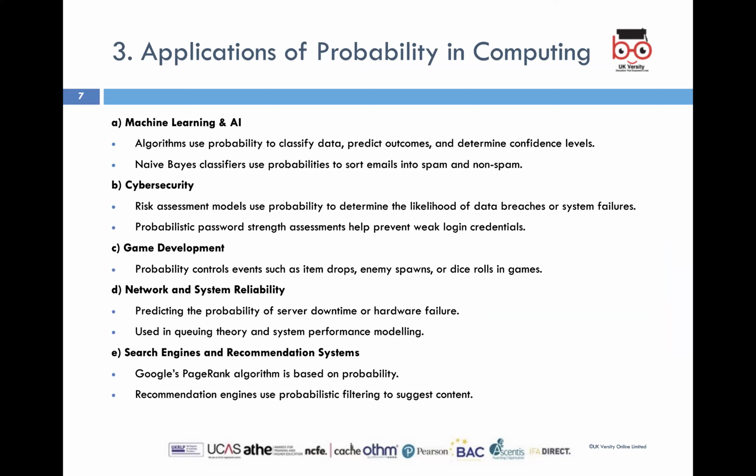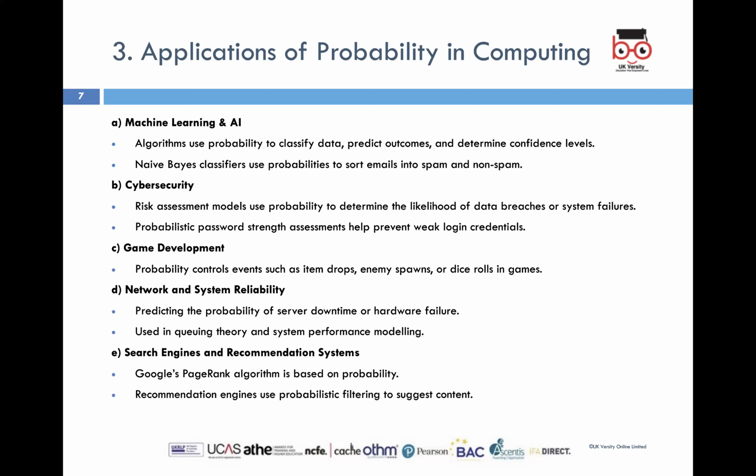Application of probability in computing. Algorithms use probability to classify data, predict outcomes, and determine confidence levels. Naive Bayes classifiers use probabilities to sort emails into spam and non-spam. Cybersecurity risk assessment models use probability to determine the likelihood of data breaches or system failures. Probabilistic password strength assessments help prevent weak login credentials.